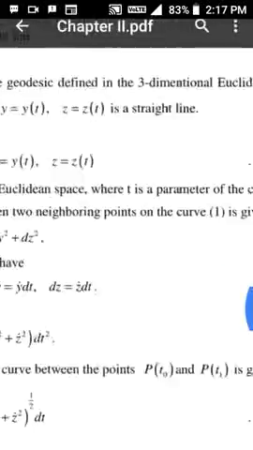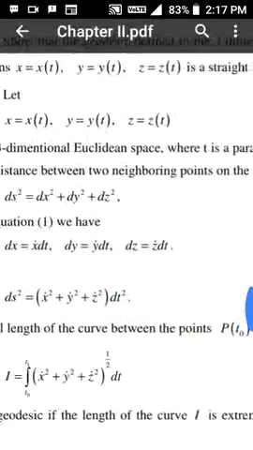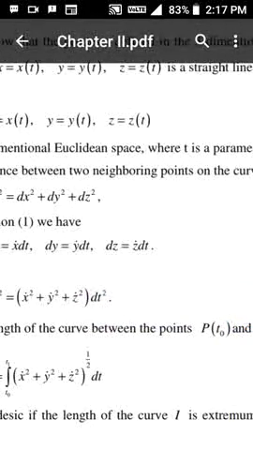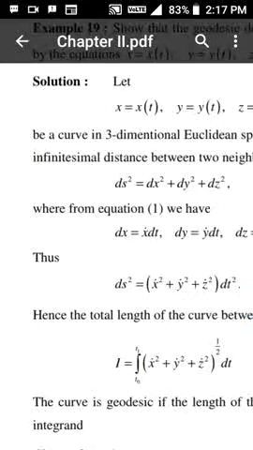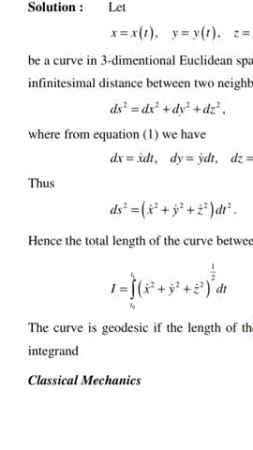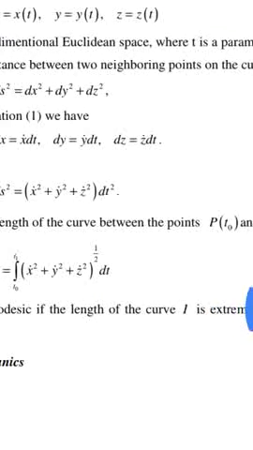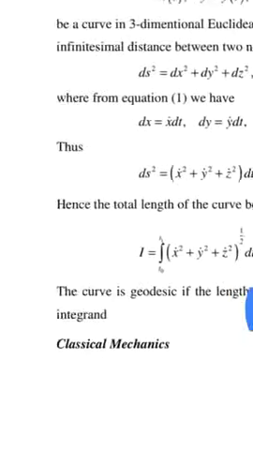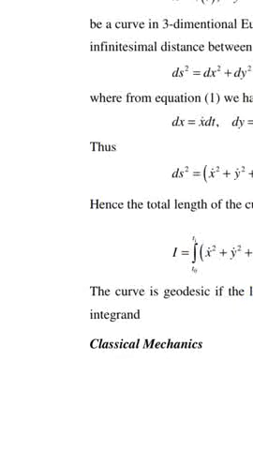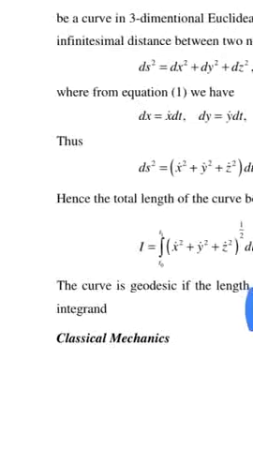of the curve. Then the infinitesimal distance between two neighboring points is given by the distance formula: ds square is equal to dx square plus dy square plus dz square. Therefore, dx is equal to x dot dt, dy is equal to y dot dt, and dz is equal to z dot dt. Therefore, ds square is equal to x dot square plus y dot square plus z dot square, times dt square.